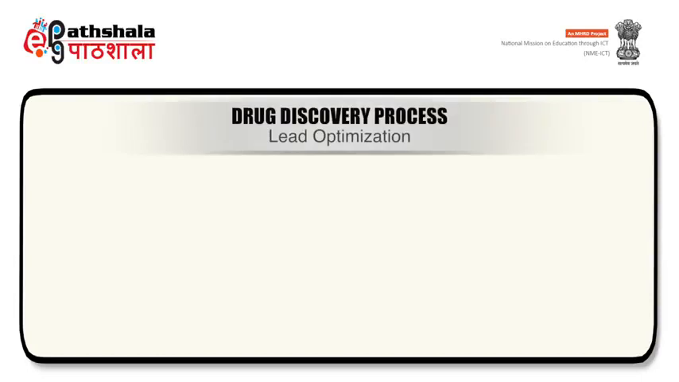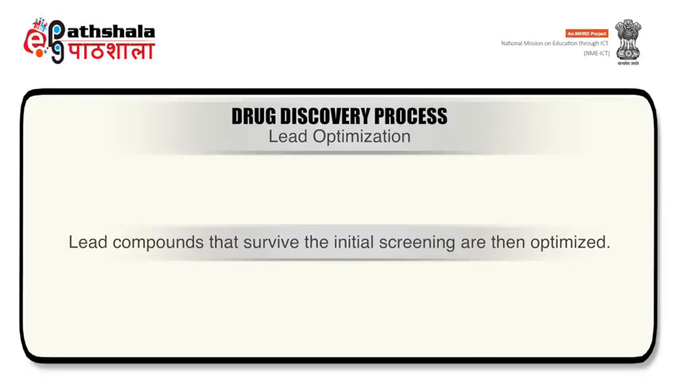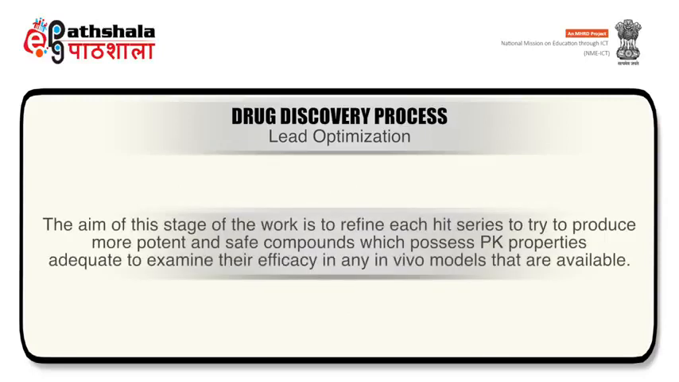After early safety tests, the next step is lead optimization. Lead compounds that survive the initial screening are then optimized. The aim of this stage of the work is to refine each hit series to try to produce more potent and safe compounds which possess pharmacokinetic properties adequate to examine their efficacy in any in vivo models that are available.